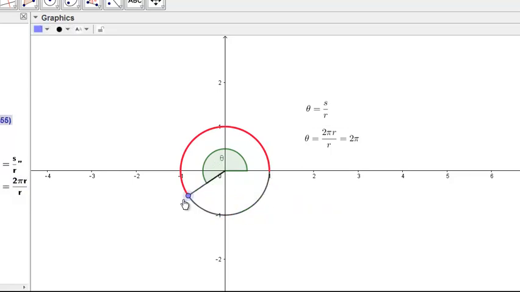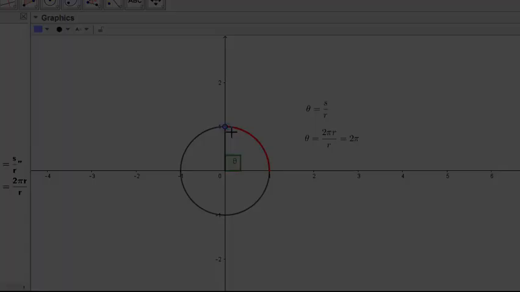Obviously, if we only had half a revolution, then it would be pi r, half the circumference, divided by r, which would then give us pi. So 180 degrees would correspond with pi. And of course, a quarter of a revolution would be a half. Pi r divided by r would then be simply pi over 2.